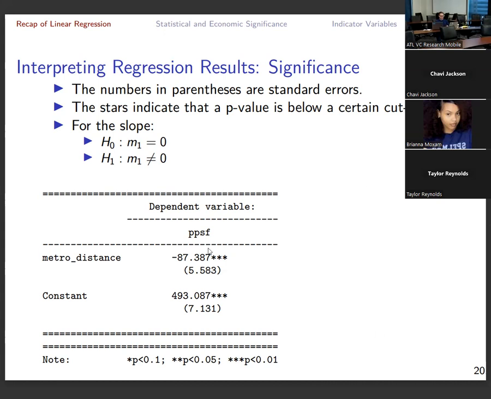And that's what these asterisks are saying. The more asterisks you have, the more confidence you have that you're not making a mistake around rejecting the null. Because the asterisks are telling you the chance of rejecting the null when the null is true. So you want that number as small as you can get because you don't want to make that mistake.